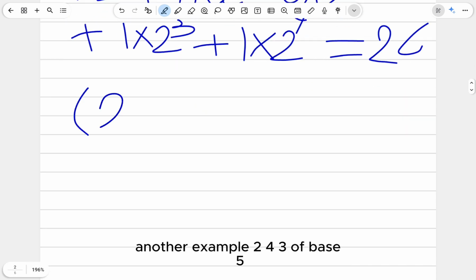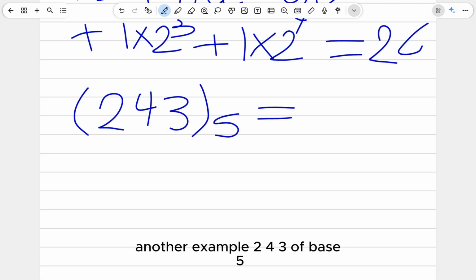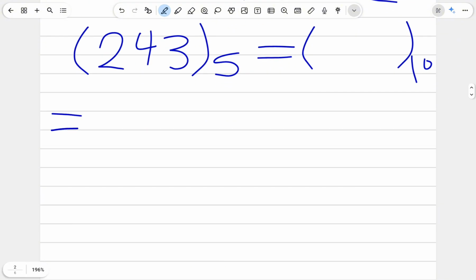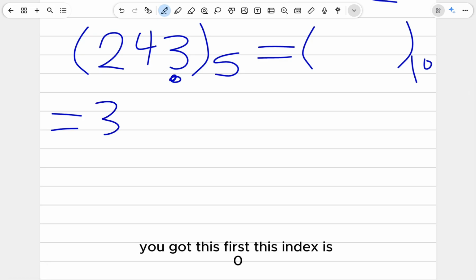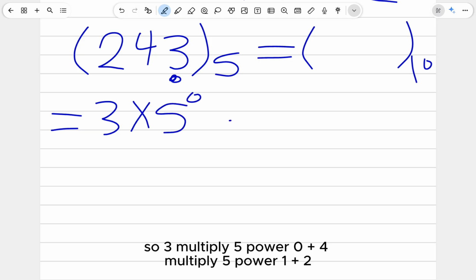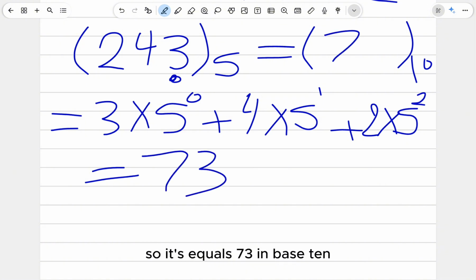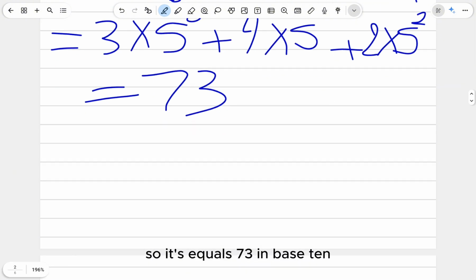As another example, 2, 4, 3 in base 5. What does it give us in base 10, decimal form? Stop the video and try. Did you get it? First, this index is 0, so 3 multiply 5 power 0, plus 4 multiply 5 power 1, plus 2 multiply 5 power 2. That will give us 73, so it equals 73 in base 10.